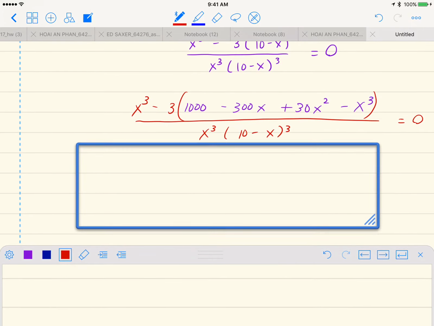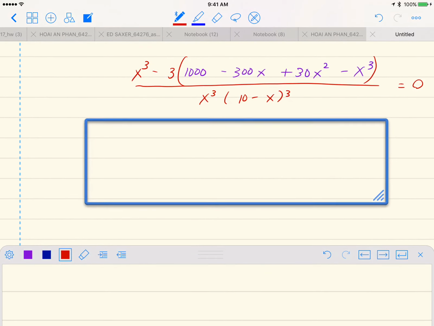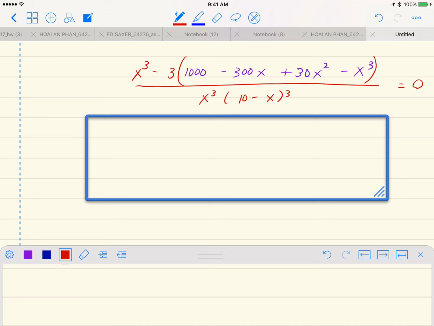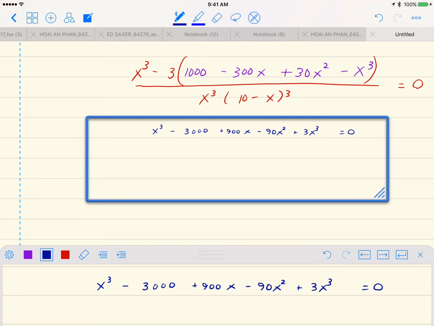So remember, in order for a fraction to equal 0, the numerator must equal 0. So we are essentially looking at setting the numerator equal to 0. So x cubed minus, and I'm going to distribute that 3, so I have 3,000 plus 900x minus 90x squared plus 3x cubed equals 0, and I now have 4x cubed minus 90x squared plus 900x minus 3,000 equals 0.